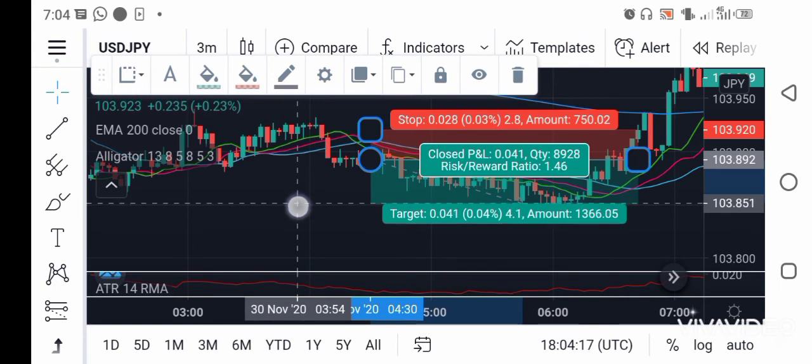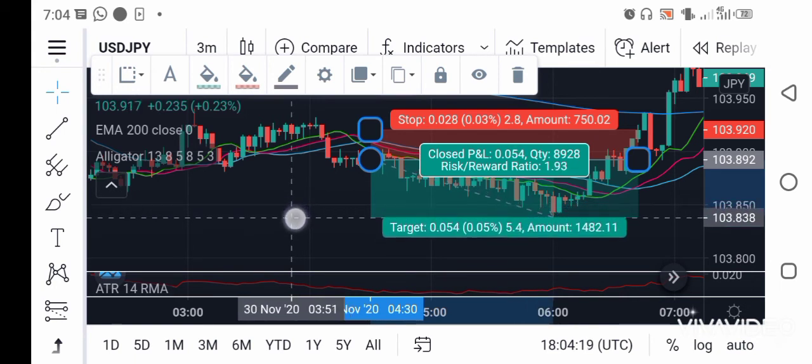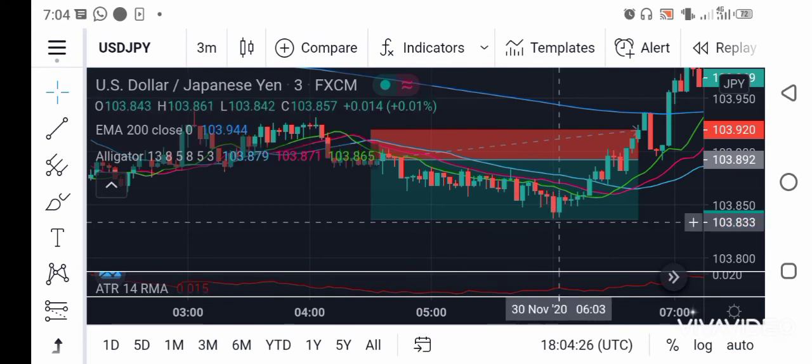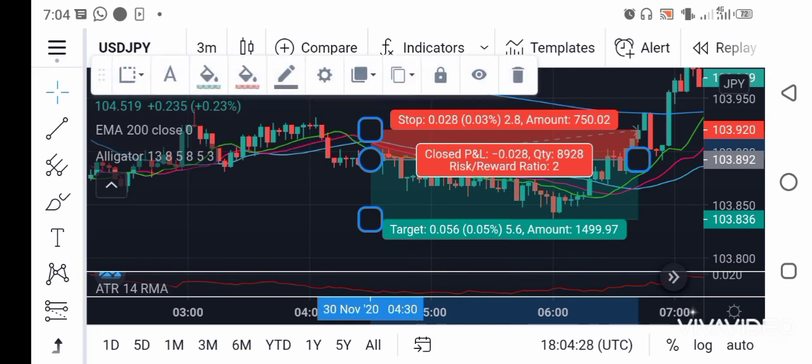So you can see 1.5R was a win. Let's see if 2R is a win. If it's a 2R, you almost won it, but because of spread, I think this will be a loss. So at least I said a 1.5R to 2R. It all depends, or you can trail your stops if you want to.